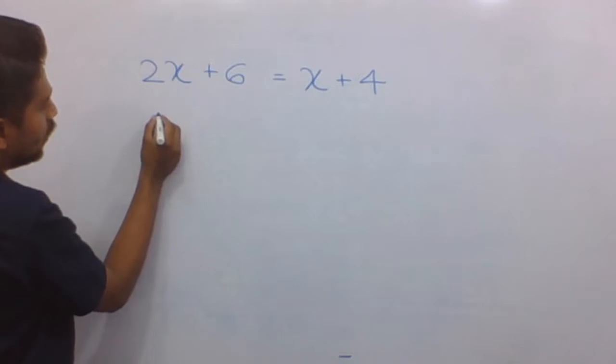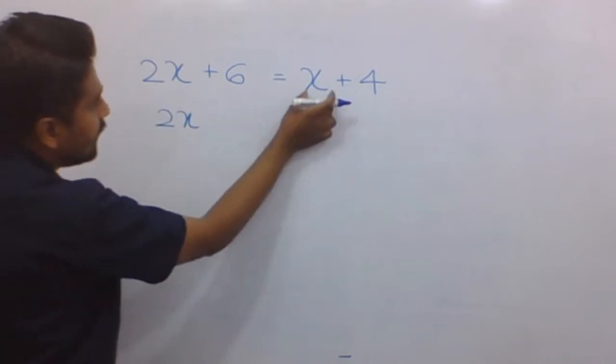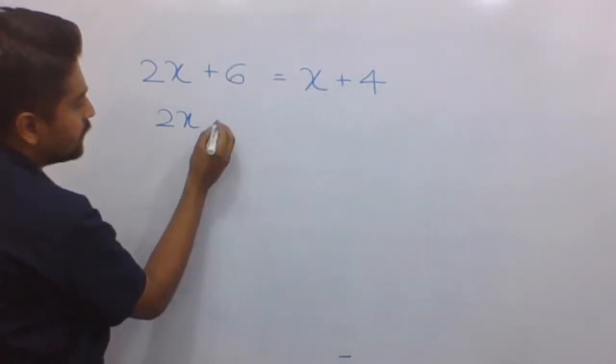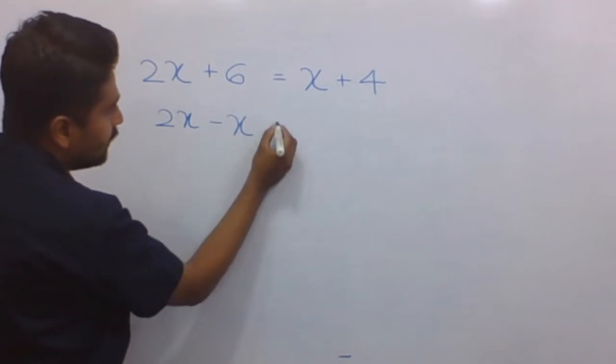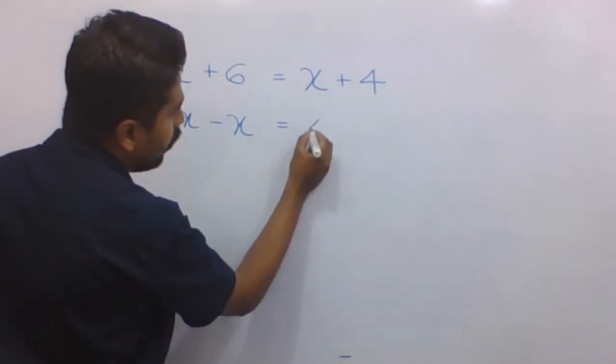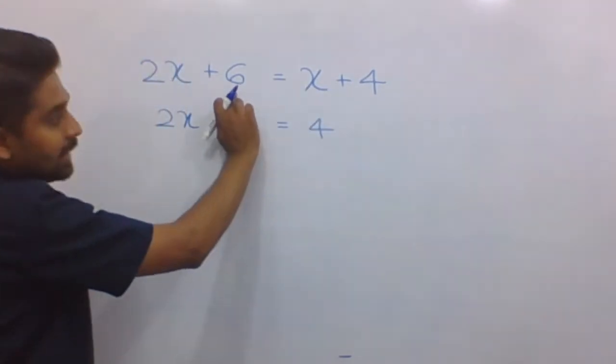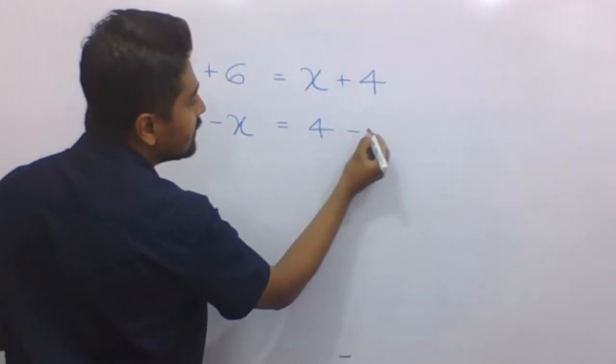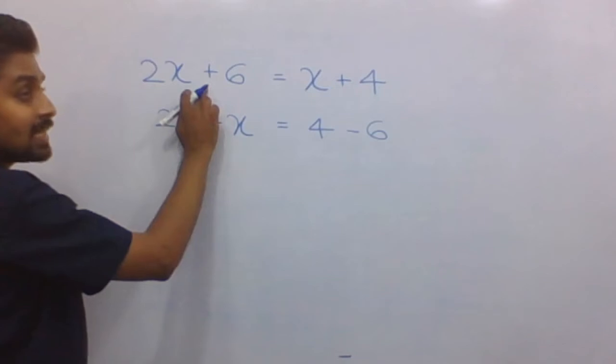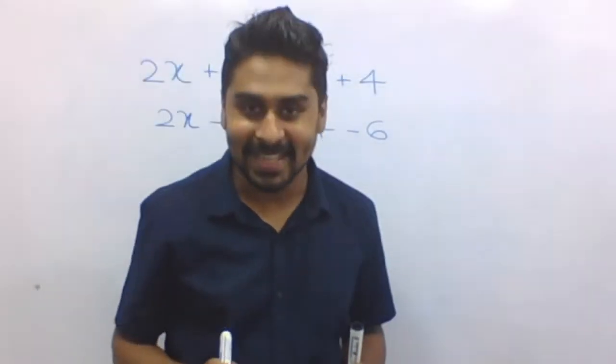So 2x, this comes as what? This is plus x, no? Comes as minus x. Right? Equal, this is what? 4. Remaining one is 4. And I am bringing this 6 to this side as what? Minus 6. Because this is plus 6, no? It goes to the other side as minus 6.